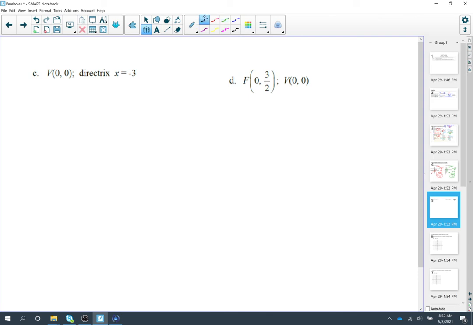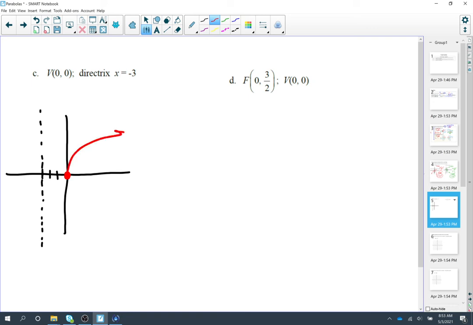Letter C. This time we have a vertex at (0, 0) and a directrix at x equals -3. Keep in mind x equals is a vertical line. So this time, this is not my focus, it's actually my vertex, which means my focus is somewhere over here on the right. For the sake of writing your equation, you don't actually need it, but you do need to know that this parabola is going to open in this direction, away from the directrix towards the focus.